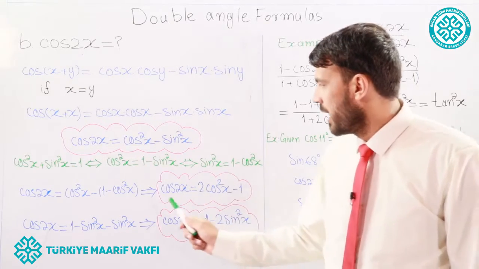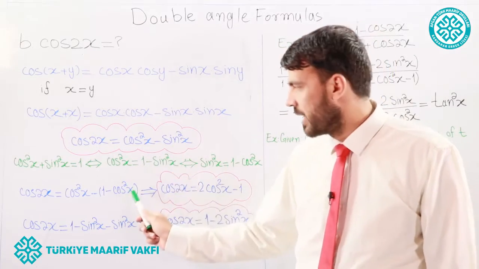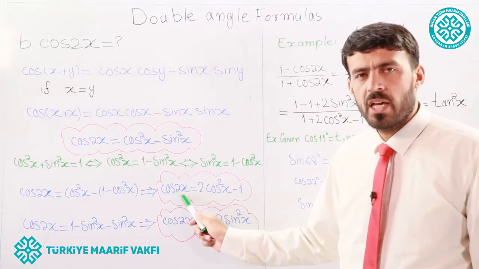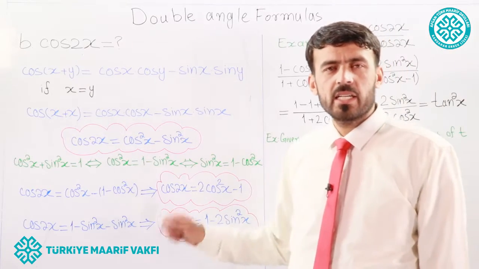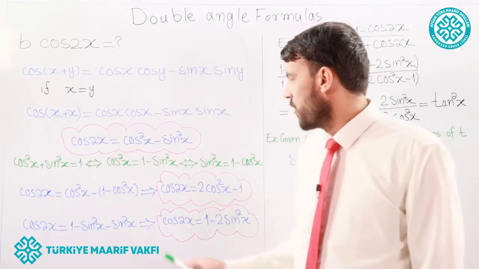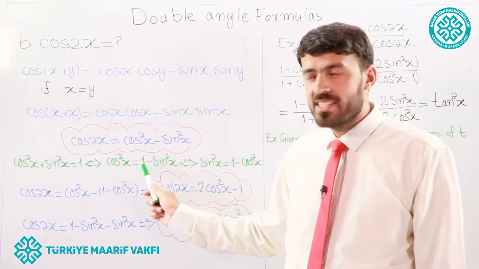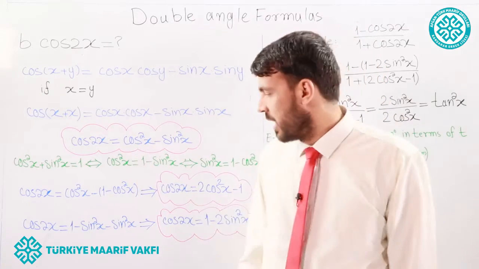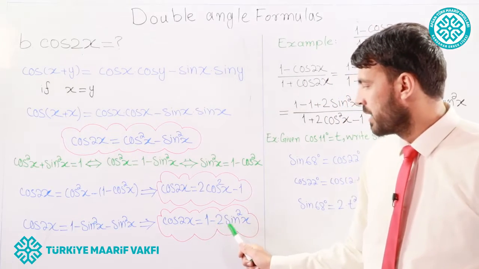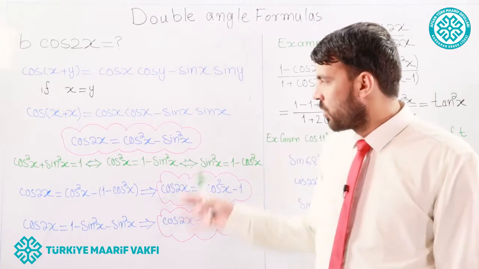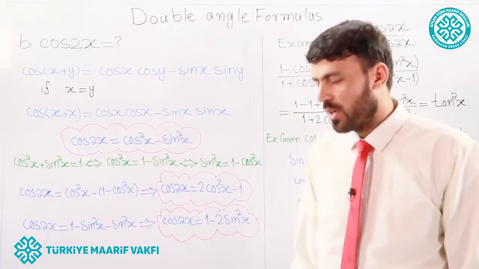If we replace sine square x with 1 minus cosine square x, the formula will be cosine 2x equal to 2 cosine square x minus 1. This is the second form of this formula. If we replace cosine square x with 1 minus sine square x, the formula will be cosine 2x equal to 1 minus 2 sine square x. So these are the three types of double angle formula for cosine function.